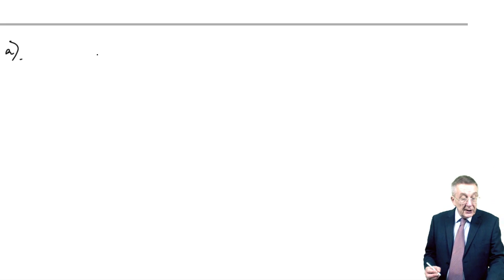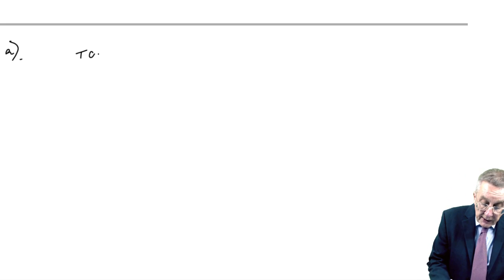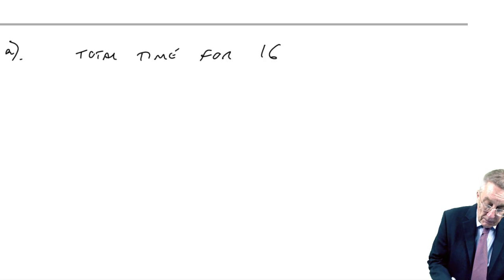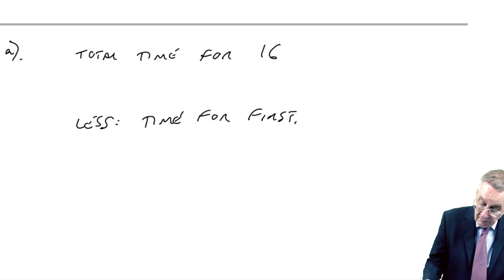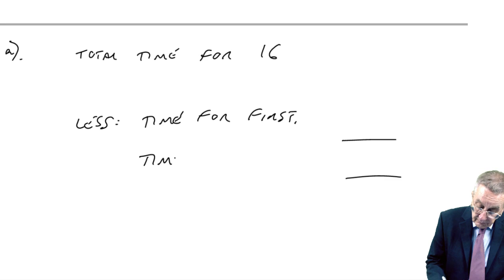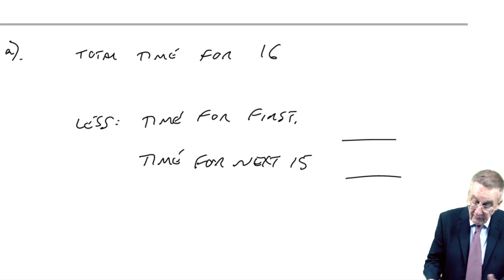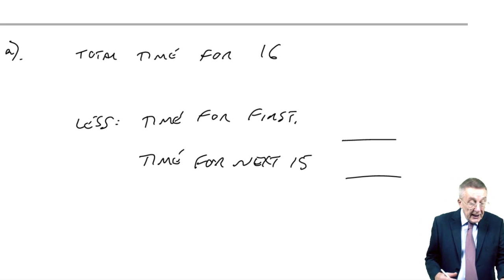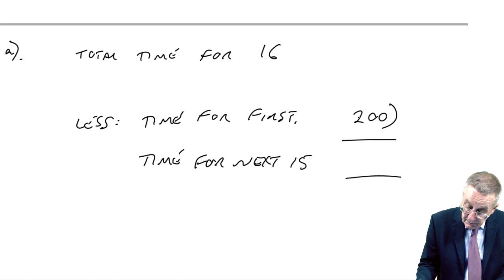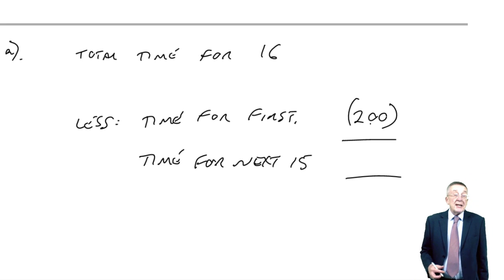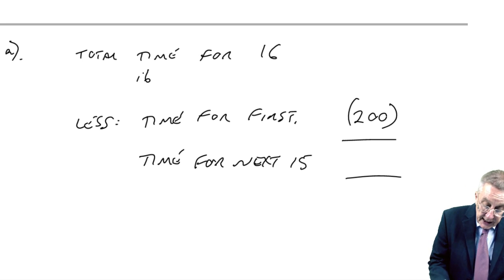To get the time for the next 15, we'll take the total time for 16, less the time for the first. We know the time for the first is 200 hours. The total time for 16 is 16 times the average time.